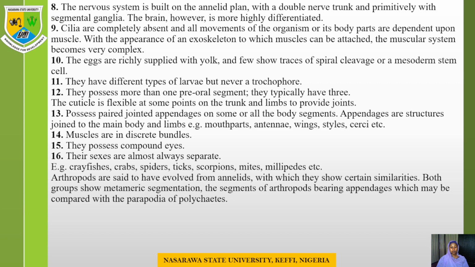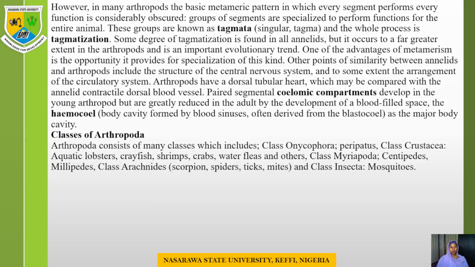Examples of arthropods include the crayfish, crabs, spiders, ticks, mites, scorpion, housefly, millipede, centipede, prawns, and so on. Arthropods are said to have evolved from annelids, with which they show certain similarities. Both groups show metameric segmentation, a segment of arthropod bearing appendages which may be compared with the parapodia of polychaetes.